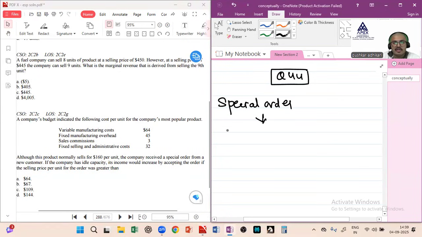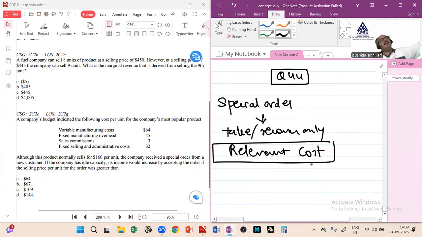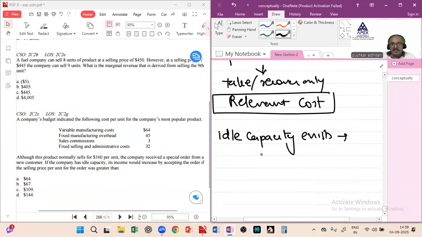Special order. Always remember, take or recover only relevant cost. Only what cost? Fixed costs which are avoidable are relevant. Variable costs incrementally incurred are relevant. This income will increase if the plant has idle capacity. Please remember, if idle capacity exists, please try to understand. What is the meaning of idle capacity?